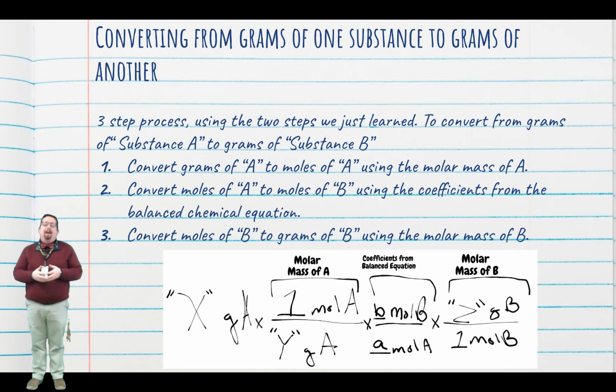Based on our balanced chemical equation, we can use the ratio of coefficients from A to B to convert to moles of B. Now that we know how many moles of B we have, we can multiply by its molar mass to get grams of B. That probably sounds extremely confusing, but look at the units on my example here. Each step cancels out the units of the previous step and gives us a new unit on top. So to get from grams of one substance to grams of another, we simply use our molar masses and balanced chemical equation to cancel out units until we get the right unit we're looking for.